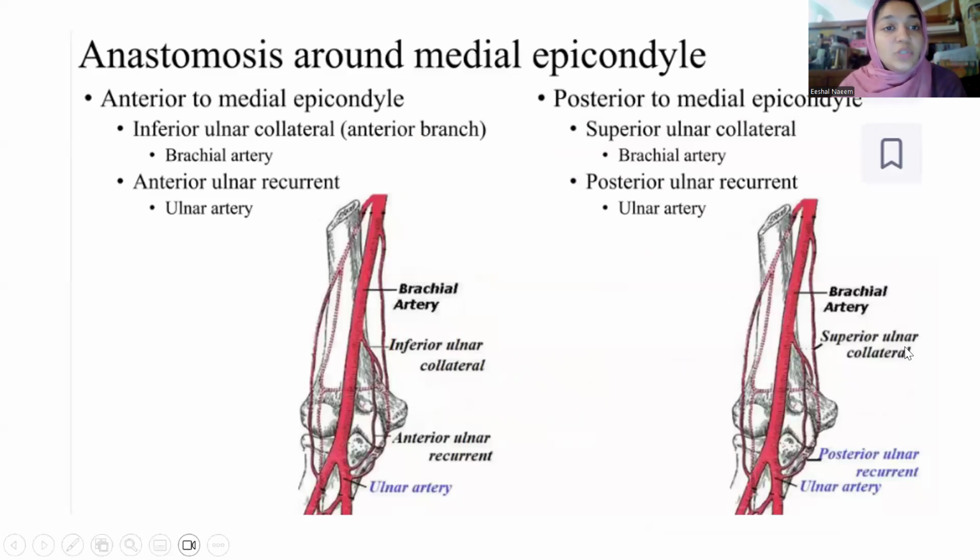Now, anastomosis around the medial epicondyle. We can see that around the medial epicondyle, anterior to the medial epicondyle, we have the inferior ulnar collateral artery, which was a branch of the brachial artery, and the anterior ulnar recurrent artery, right? They both anastomose in front of the medial epicondyle. And posterior to medial epicondyle, we had the superior ulnar collateral artery and the posterior ulnar recurrent artery, which was a branch of the ulnar artery, right? Moving on.